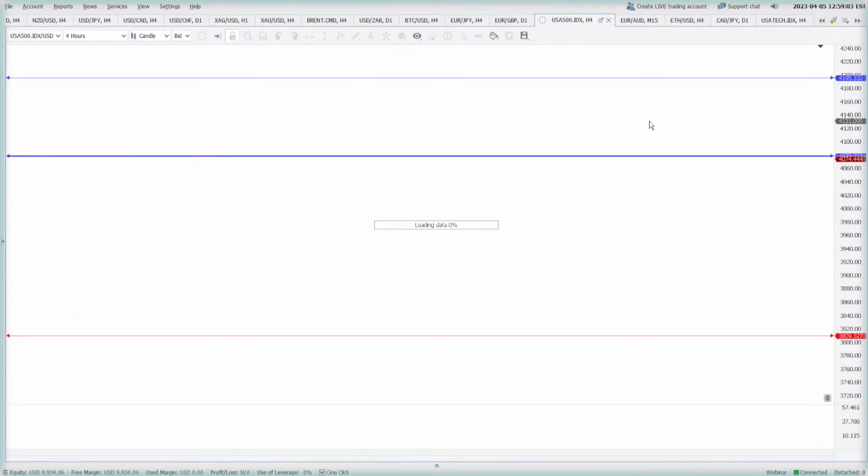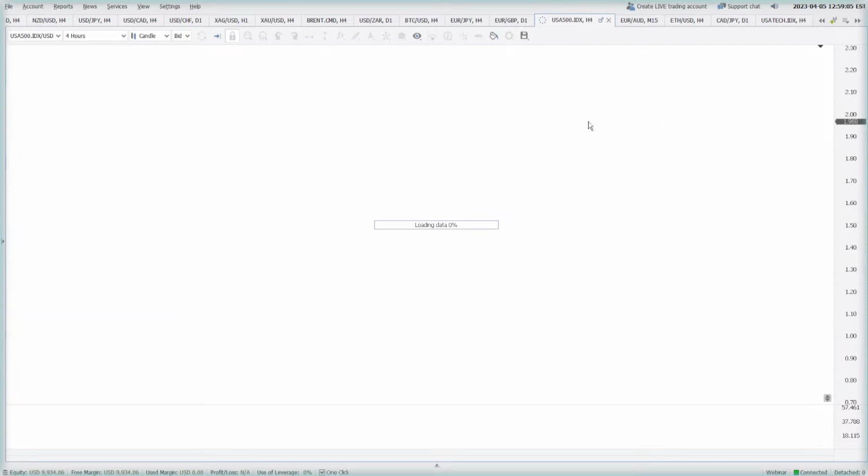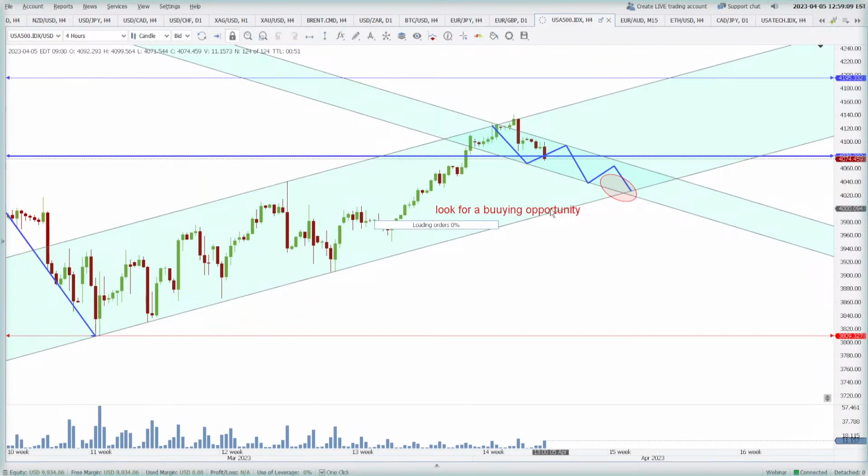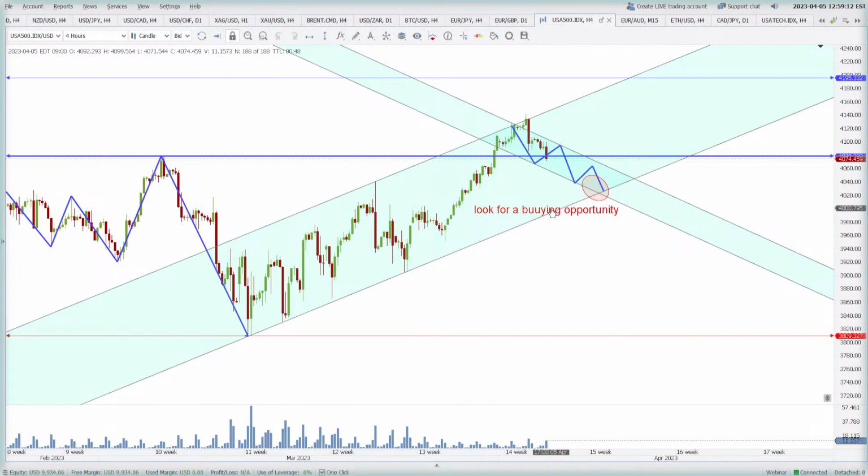USA 500. Now finally it has come back to that level from where I wanted to short this market, if you remember. I think I wanted to short this market here, but it does not really mean that now we have to short. We have to look for a buying opportunity.